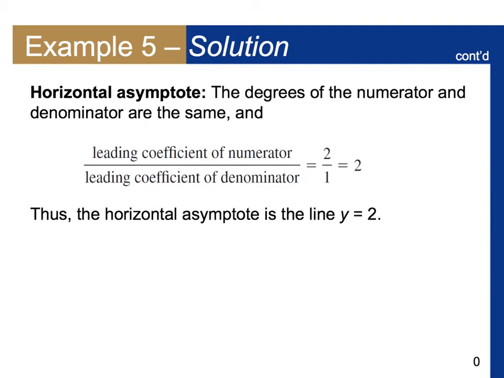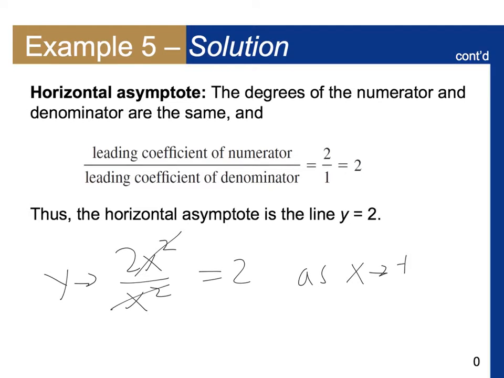Now if you forget that rule about checking the degrees, you can just take the ratio of the leading terms, and we're going to say y approaches that. When we have 2x squared over x squared, notice those x squared just cancel and we get 2, right? So we could say y approaches 2 as x approaches plus or minus infinity. Okay, and that's our end behavior.